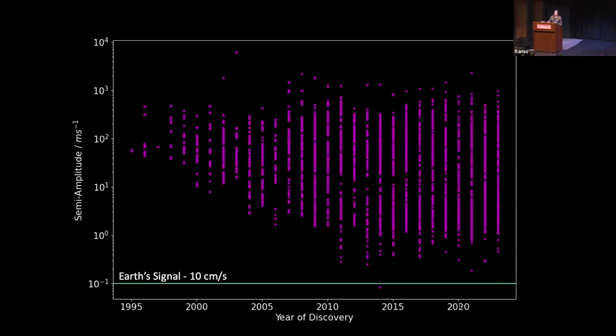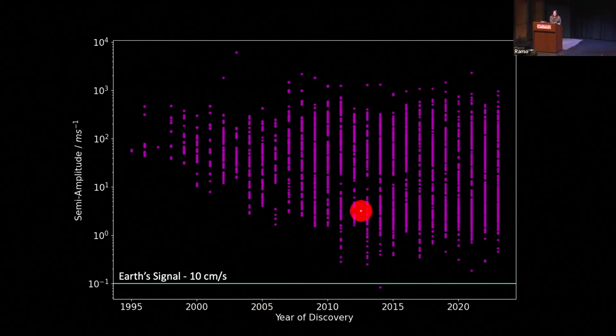So I'm actually surprised I'm the first person to show this slide this week. This is a slide that shows the semi-amplitude of all the planets that we have a semi-amplitude for against their year of discovery. And at the bottom there, we have the signal that the Earth exerts on the Sun, which is 10 centimeters per second.